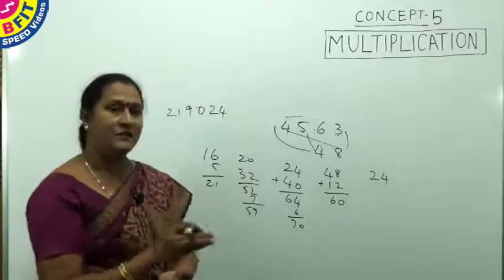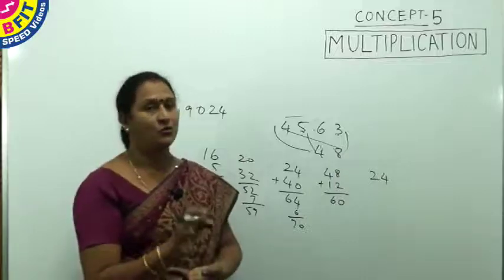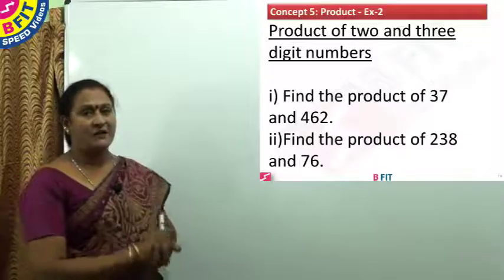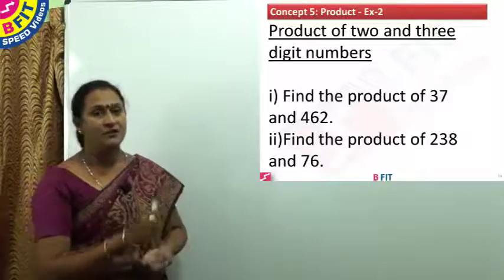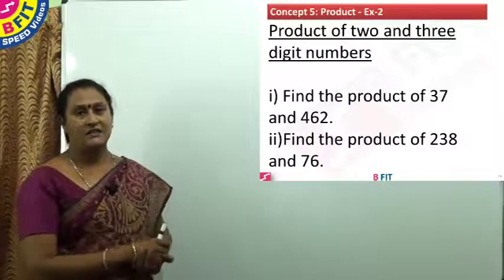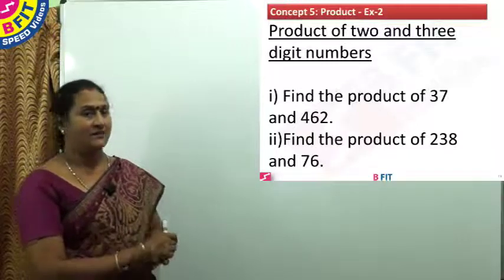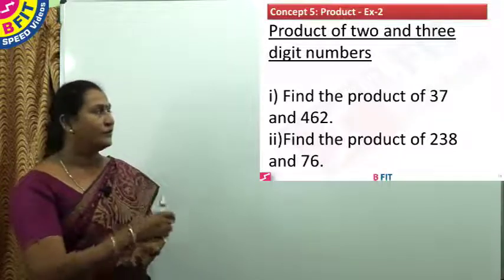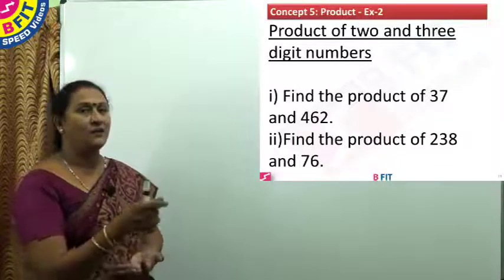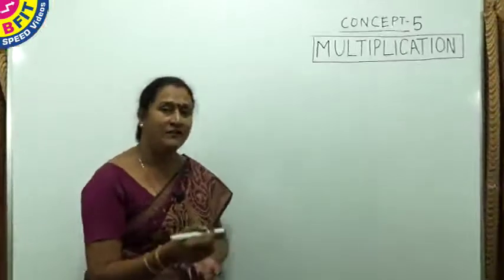So now we'll see a few examples where we do multiplication for 3 and 2 digits. So now the question is, find the product of 37 and 462. And the next question is, find the product of 238 and 76. So friends, please pause the video for a few seconds and then try to get the answer for this. And now we'll check with the answers.